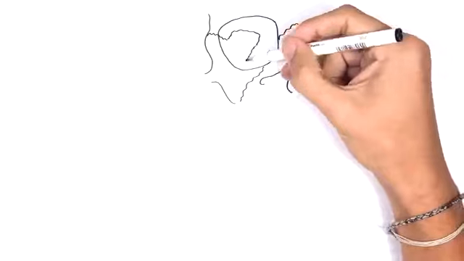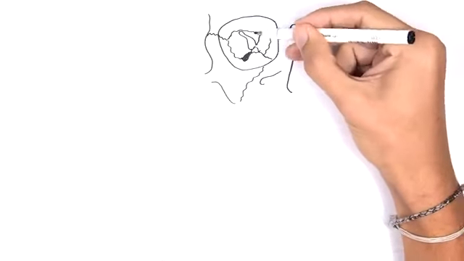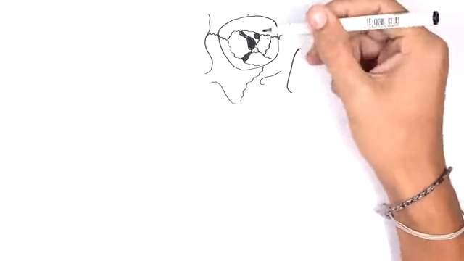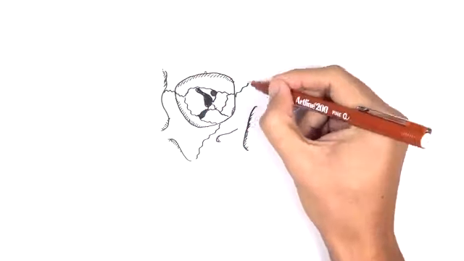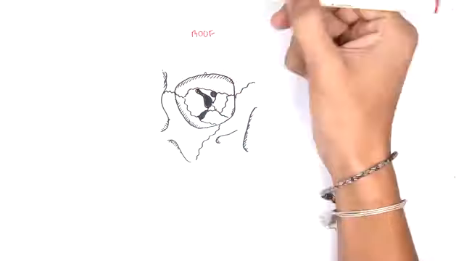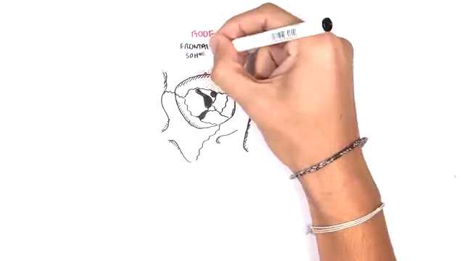So in this video, we're going to learn about the orbit of the eye. So here we can see the bones which surround and contain the eyeball. The bones of the orbit have boundaries. The roof is made up of the frontal and your sphenoid bone.